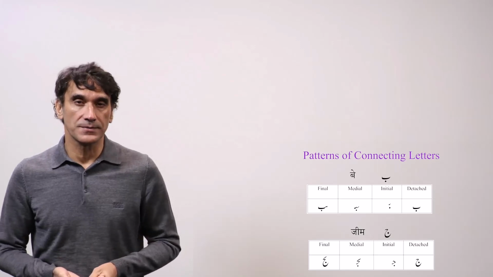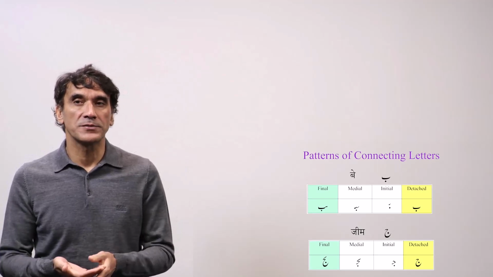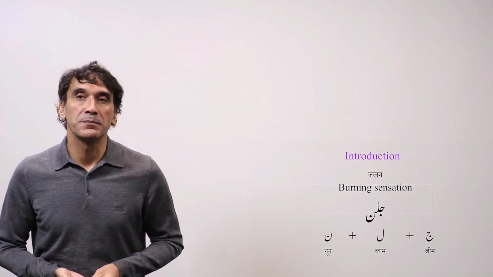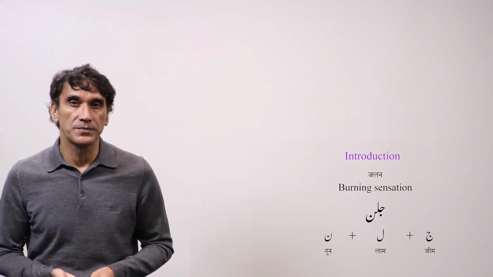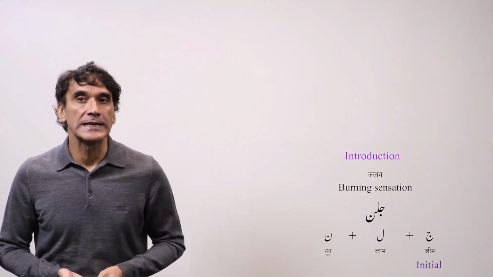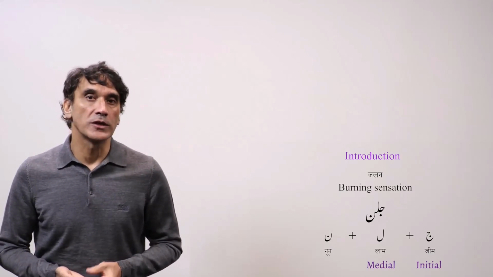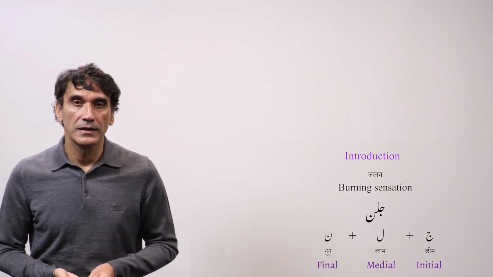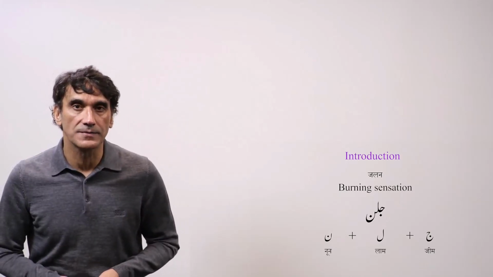Here you can see the letters Be and Jim and their different forms. The initial and medial forms are usually similar, and final and detached forms are also similar. We can take an example here. The word Jalan means burning sensation. The spelling is Jim plus Lam plus Noon. Since Jim is the first letter, it will take the initial form. The next letter is Lam, and it is in between two letters, so it will take the medial form. And the last letter Noon will take the final form. Basically, the entire writing system in Urdu is to learn how to connect the letters.